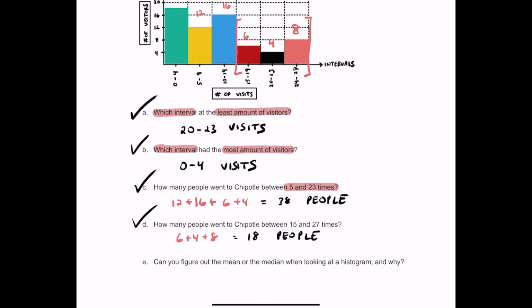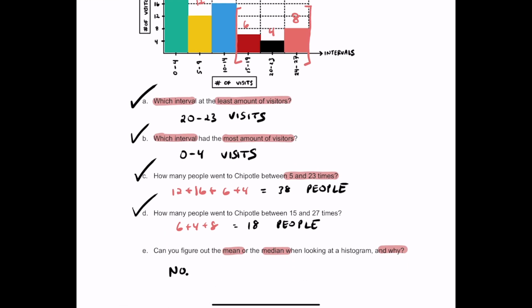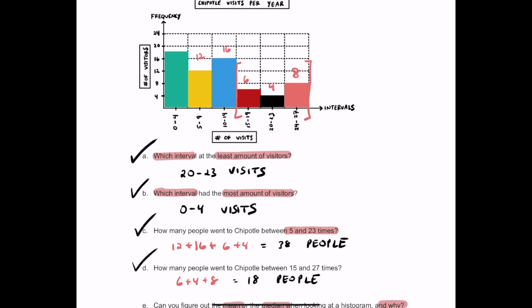Can you figure out the mean or the median by looking at this? Can you find the mean or the median when looking at this, and why? The answer is no. All right. Again, like earlier I was mentioning, if you had a data set, you can find out that information. But if you're looking specifically at the exact mean or the exact median, there's really no way of knowing, because if you look here, we know that there are 18 people in this range, but we have no idea how many visits they actually had.